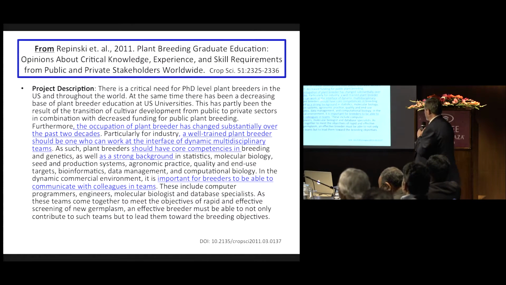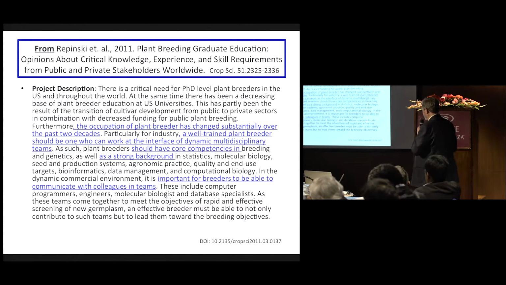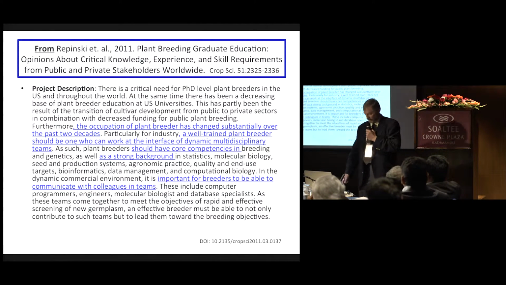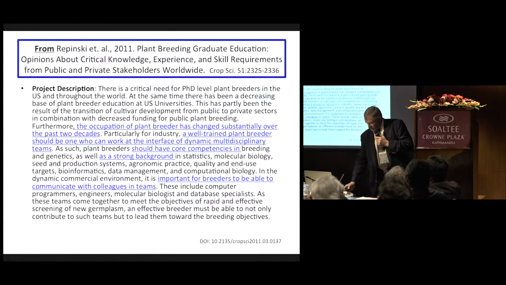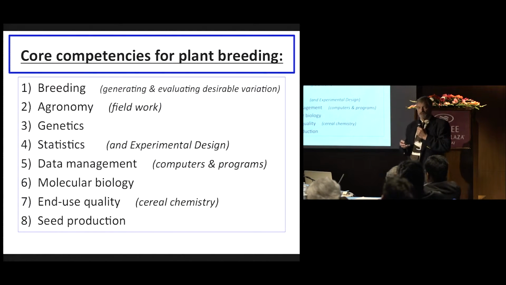So the occupation of plant breeder has changed substantially over the past 2 decades. A well-trained plant breeder should be one who can work at the interface of dynamic, multidisciplinary teams. Plant breeders should have core competencies in breeding, genetics, a strong background in statistics, molecular biology, etc. It is important for breeders to be able to communicate with colleagues in these teams.